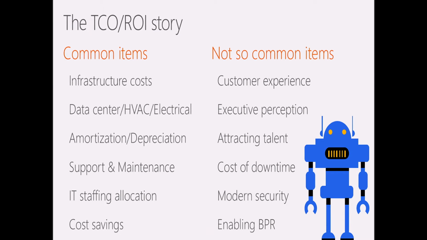One of the last ones, TCO and ROI story. Like I mentioned with the intangibles in the bake-off, here are the intangibles in the not-so-common items of the TCO and ROI story. And those are really important ones for you to look at. Attracting talent, use that as an example.